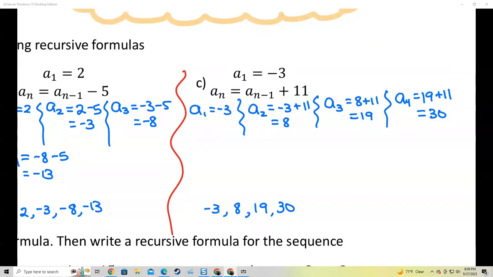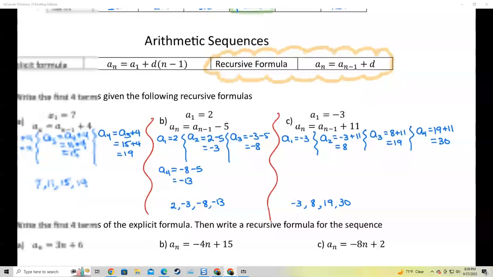I hope you understand, like, once you start getting the hang of this, the recursive formula makes it really easy. And notice, like, what's happening each time. I'm adding 11, adding 11, adding 11, which makes sense because it says take your previous term and just add 11. Okay? So the recursive formula is really easy once you get the hang of it and how to substitute the values.